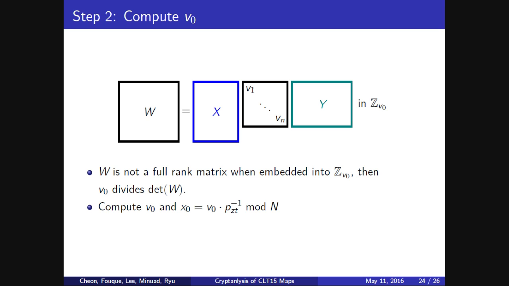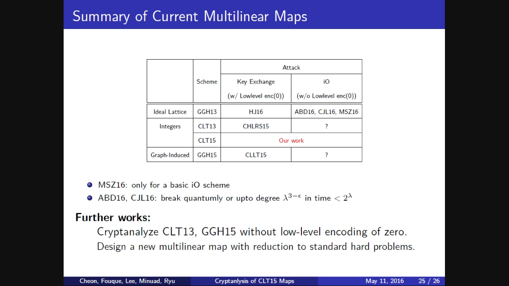Our attack consists of computing many values of π and computing some determinants of matrices and GCDs. So it takes polynomial time in the security parameter. Until now, three types of multilinear maps have been suggested, but they were all proven insecure when used in key exchange.